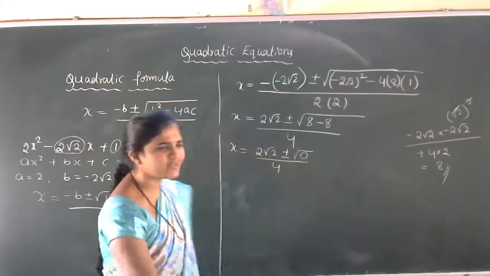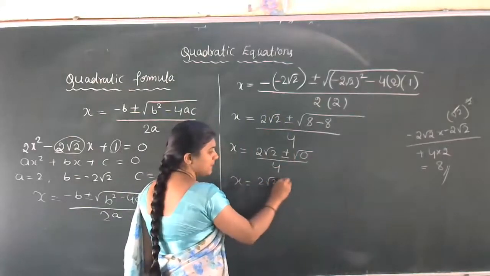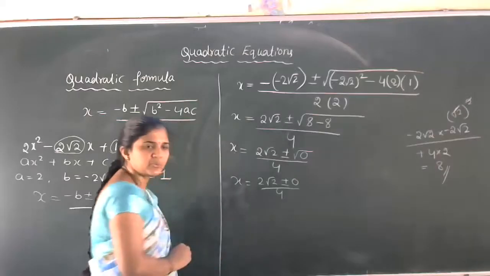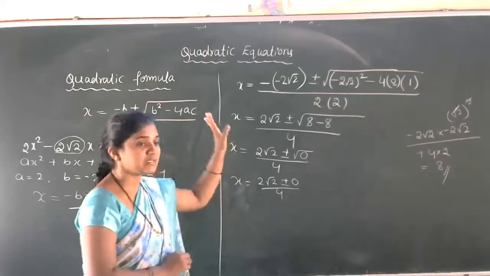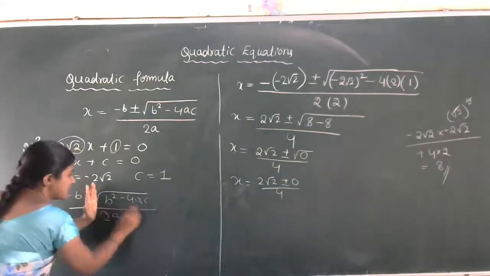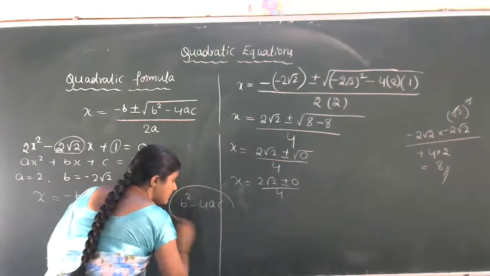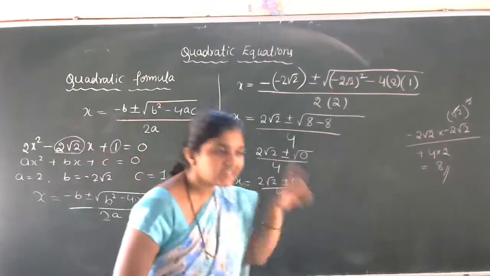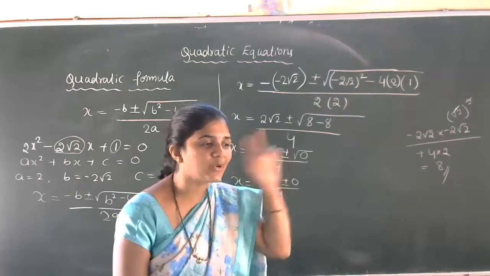Yes, square root of 0 is 0 only. So, x is equal to 2 root 2 plus or minus 0, divided by 4. Now, see, which condition is 0? Actually, this b square minus 4ac becomes 0. b square minus 4ac is equal to 0 actually. In this type of situation, you will get equal roots.